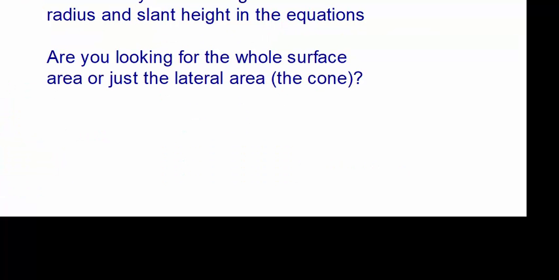Please make sure you're using slant height and radius. They could very easily give me diameter for the radius, and they could very easily give me height for the slant height. Use the Pythagorean theorem. Second thing to question: are you looking for the entire surface area or just the lateral area?